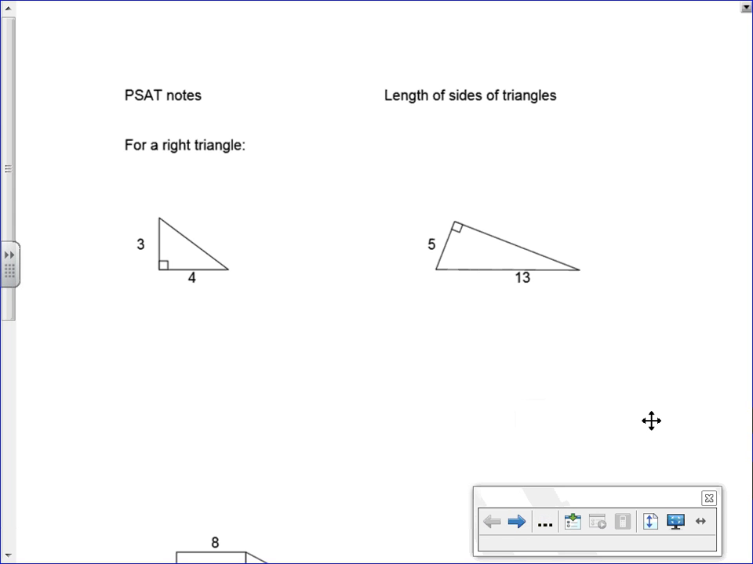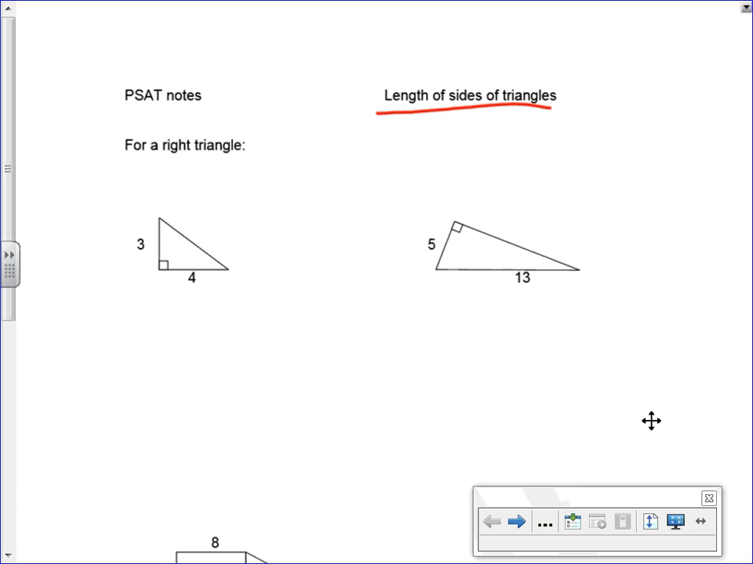Okay, ladies, I'm going to give you a few notes on a couple of kinds of problems that often show up on the PSAT. You have your handout in front of you. The first one that we're going to do is looking at how to find the lengths of sides of triangles, or some information about finding the lengths of sides of triangles.